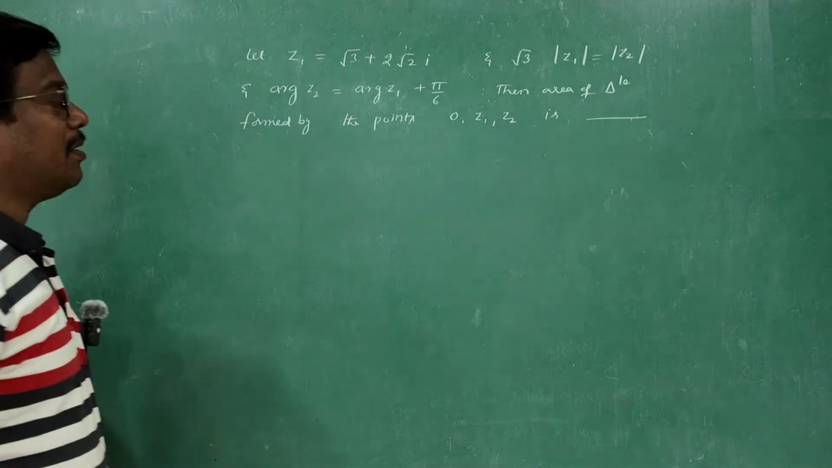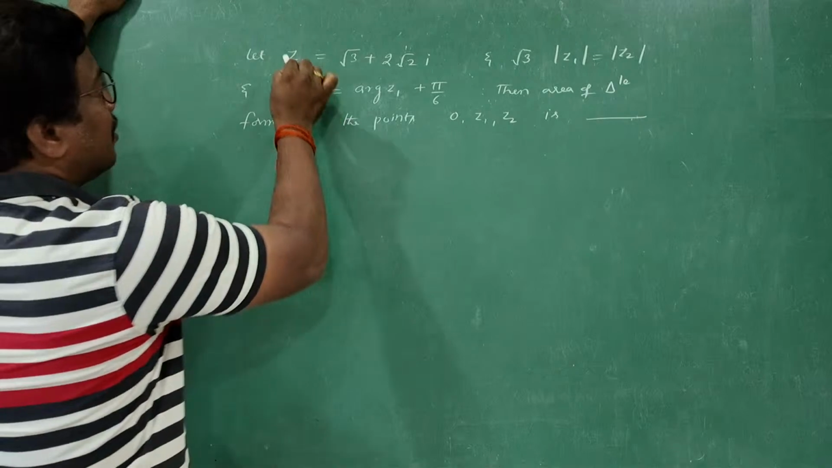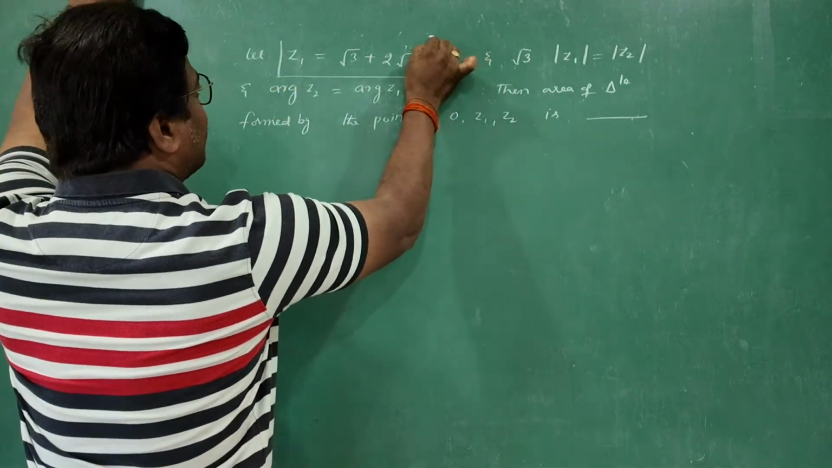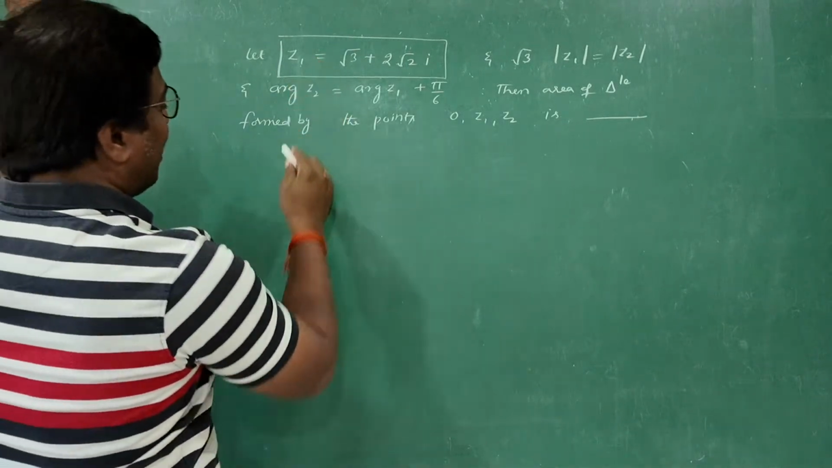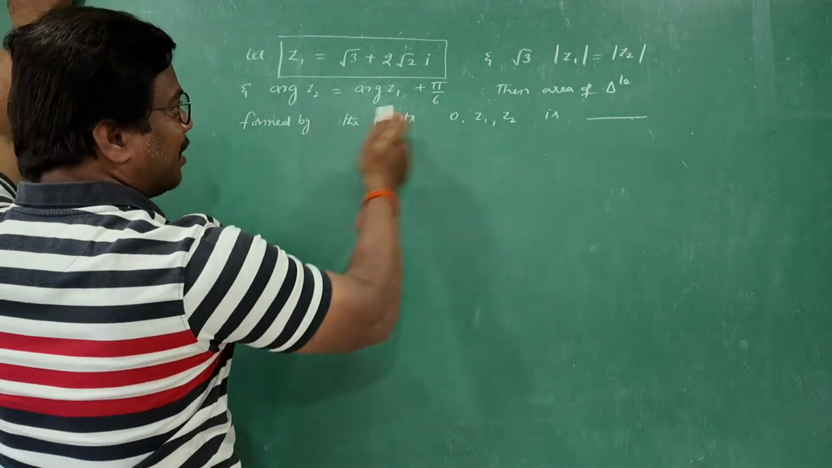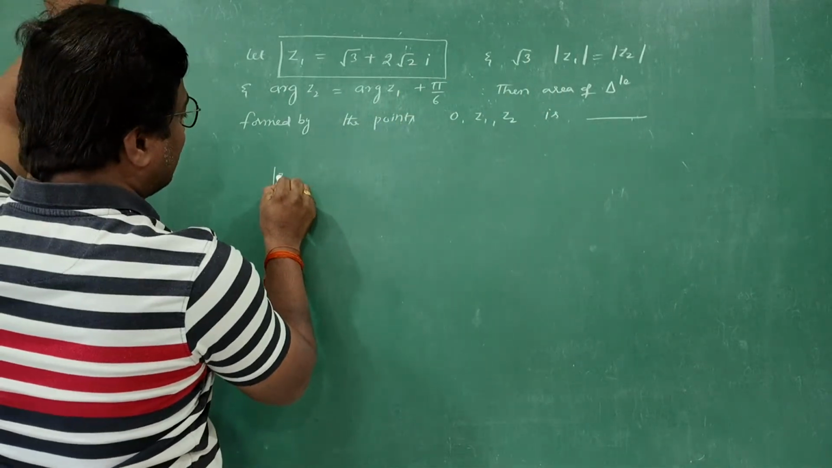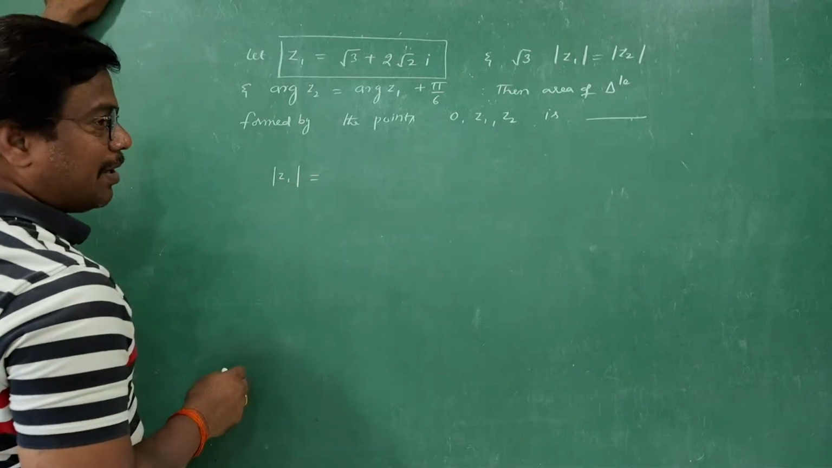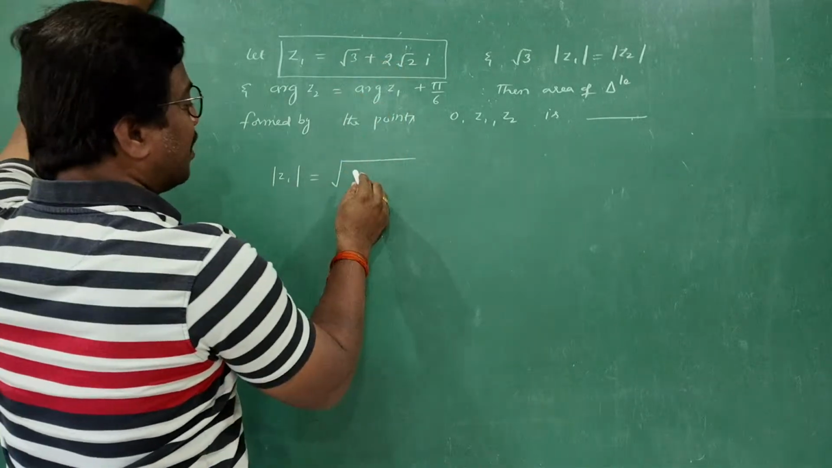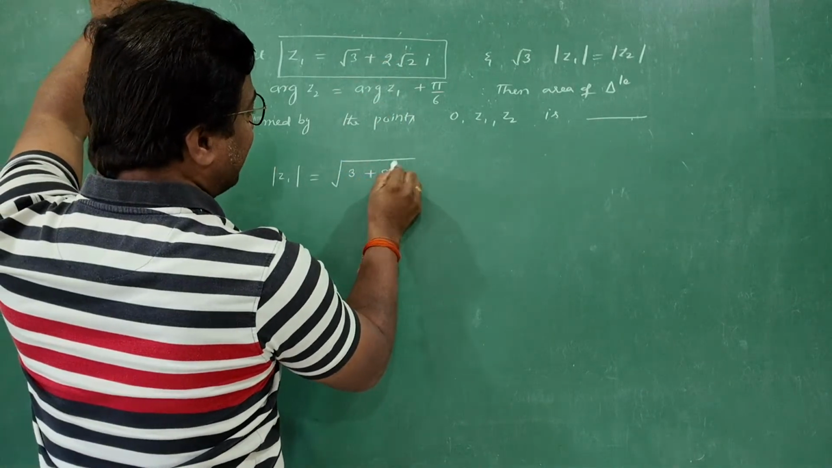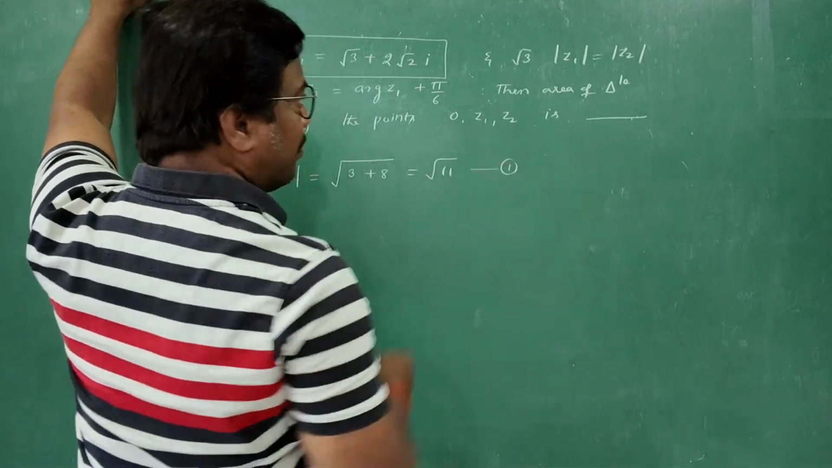It's very simple. There are three conditions, right? First, given that Z1 equal to root 3 plus 2 root 2i, I am going to calculate modulus of Z1. Why? Because in the second condition you have modulus Z1, so that is helpful to you. The length of a complex number is root over x square plus y square, that is the formula. So you will get root over 3 plus 8, nothing but root over 11. I got one result from this.